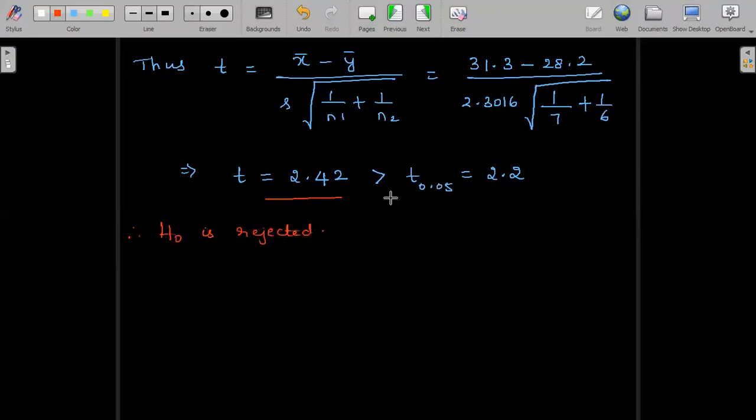H0 is rejected. That is, there is a significant difference between the two horses. The discrimination between the horses is significant at 5% level of significance. It's one and the same as saying the discrimination between the horses is significant at 5% level of significance. Hence the solution.